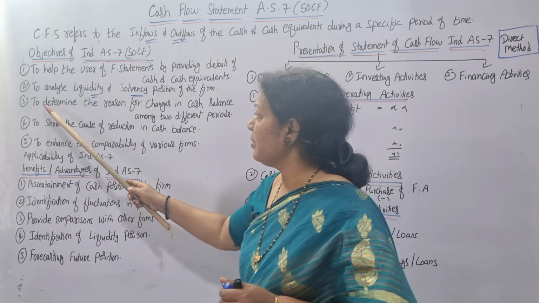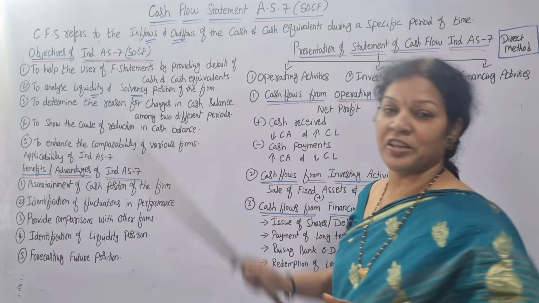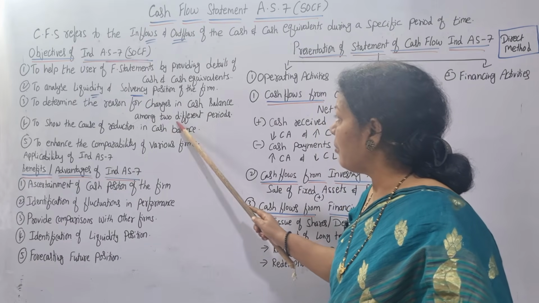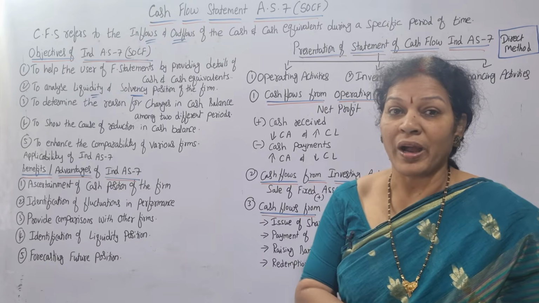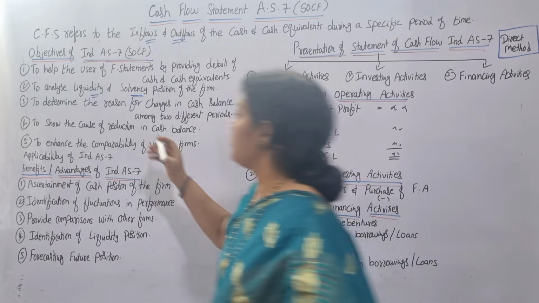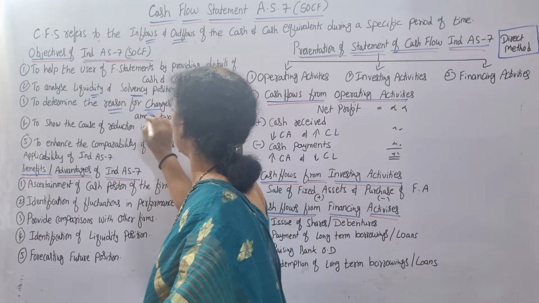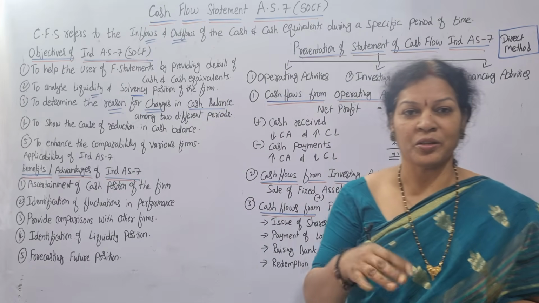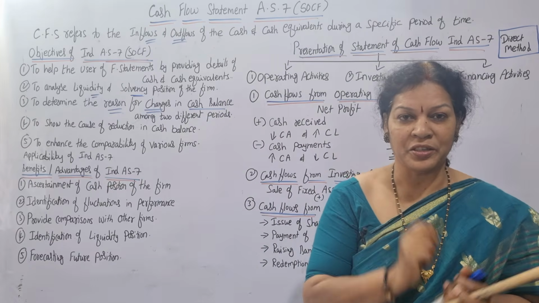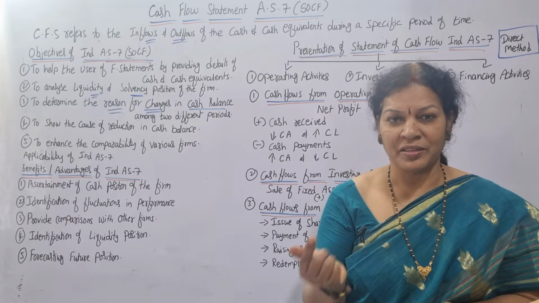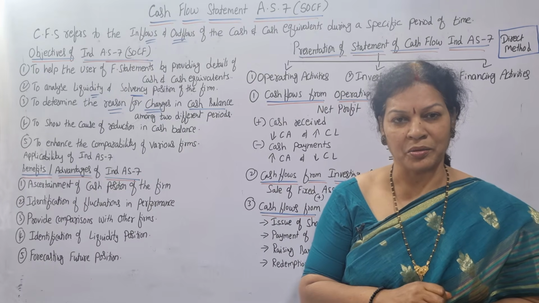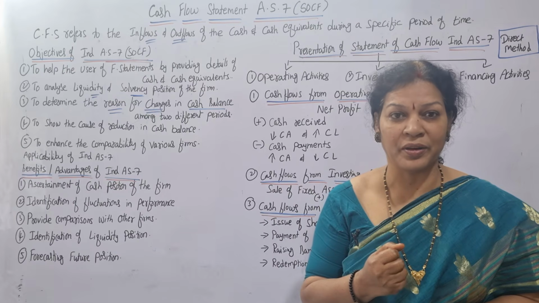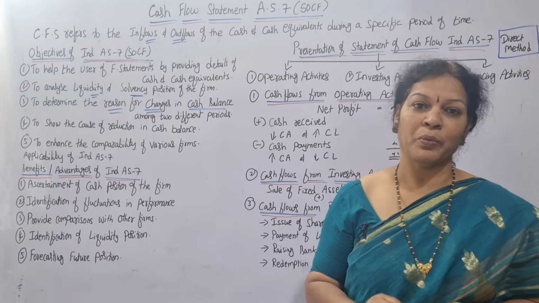Next objective is to determine the reason for changes in cash balance between two different periods. Why is there a change in the cash? That also you'll come to know. Last year it was, say, 20,000. This year it is 30,000 or 10,000. Why? Increase or decrease? What is the reason for that? This will provide you.